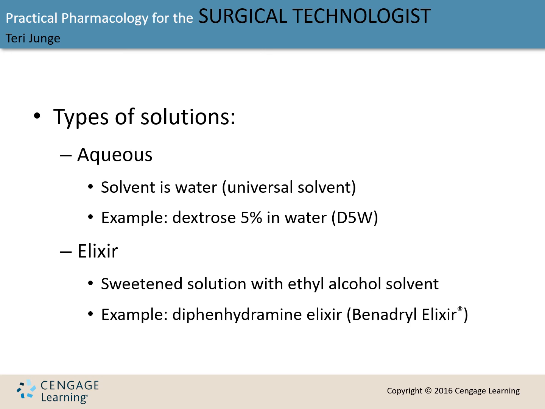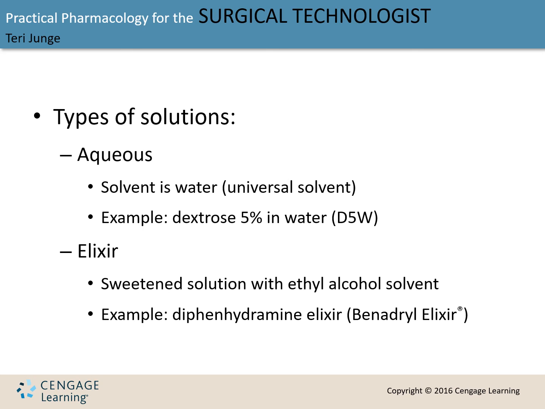Now, there are different types of solutions, and the first type we're going to talk about is an aqueous solution. The aqueous solution is one in which the solvent is water. It's always water as the solvent in an aqueous solution. And again, water is referred to as the universal solvent, and a good example would be dextrose 5%.